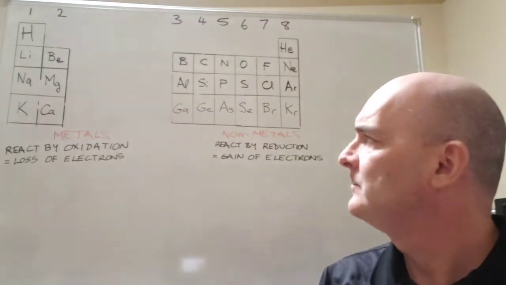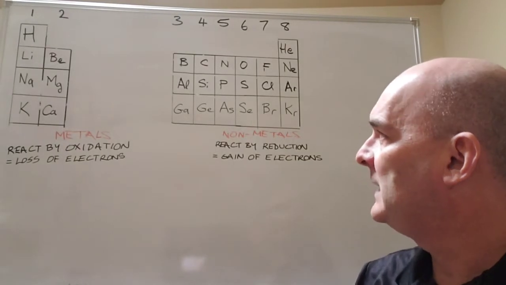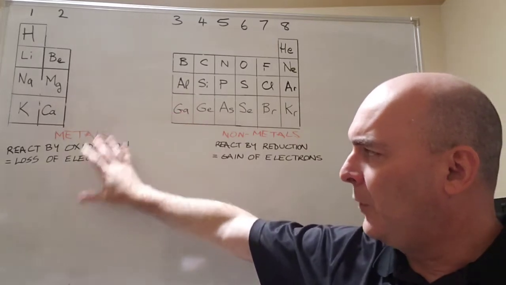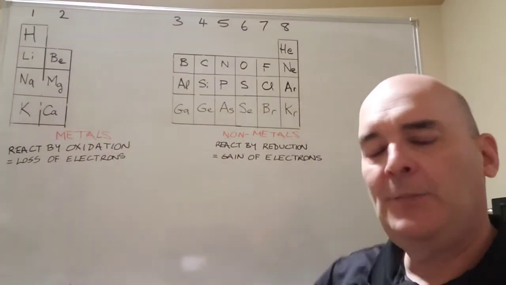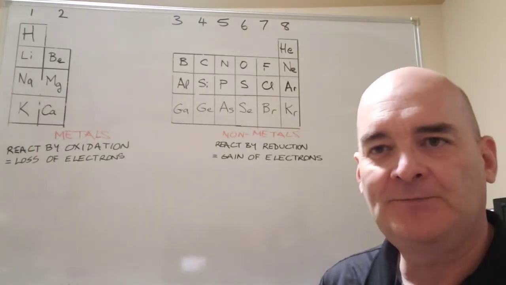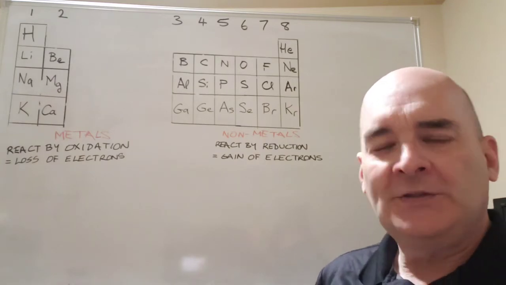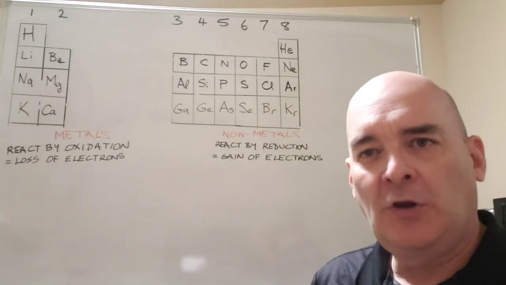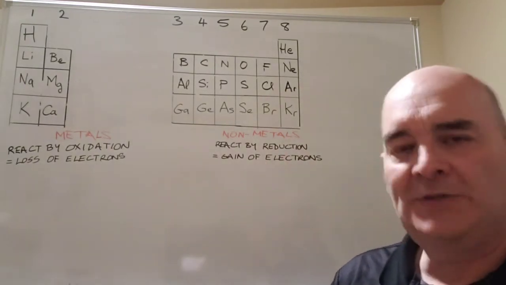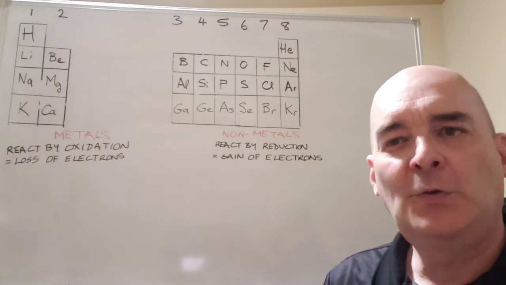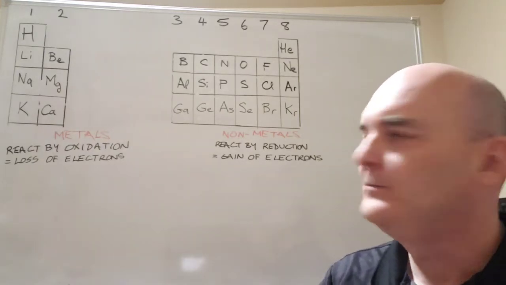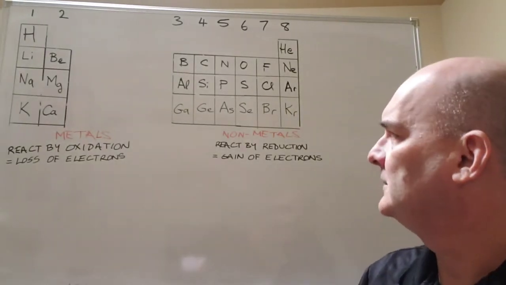Completely different. And then when it comes to chemical properties, what we see is that metals all react by a process called oxidation. You might be well aware that iron oxidizes, that it rusts. Well, it turns out that oxidation is the loss of electrons. Non-metals, because they're the opposite of metals, do the exact opposite. They react by gaining electrons in a process that's called reduction.